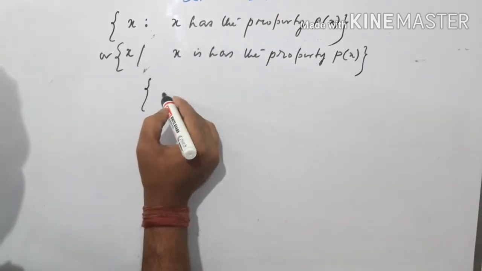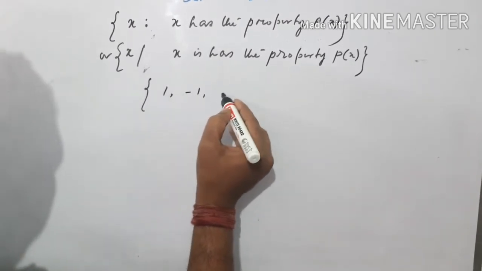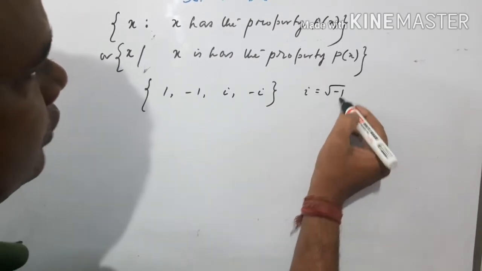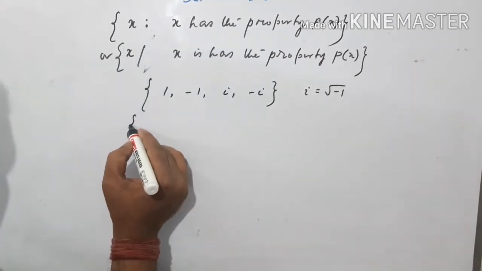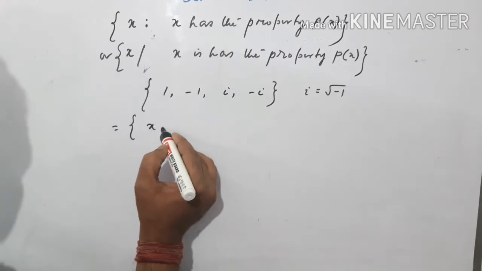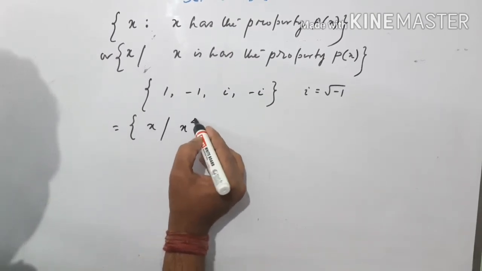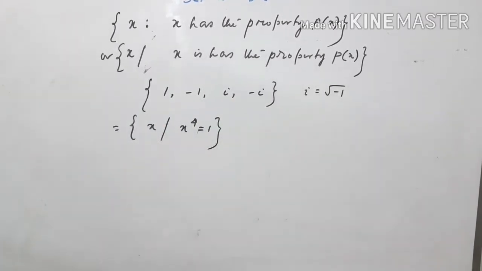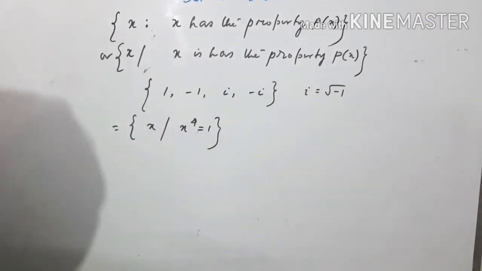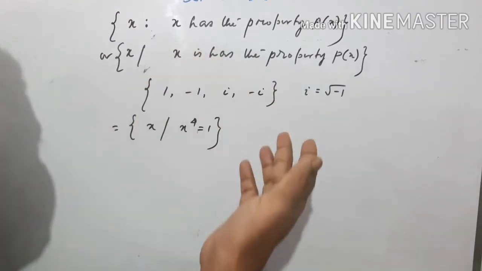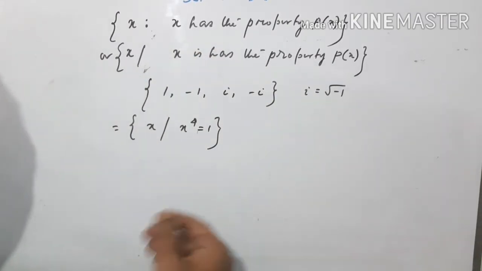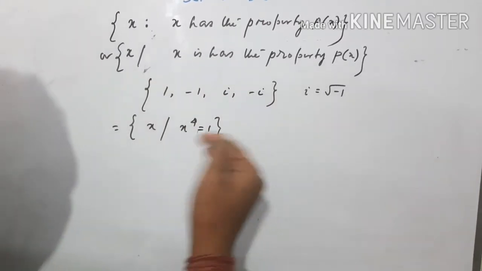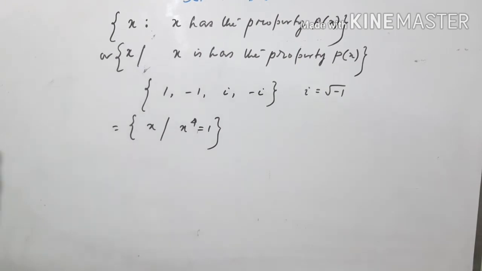Let us consider the set 1, -1, I and -I, where I equals root of -1. So here we can say that this set is equal to X such that X to the power 4 equals 1. And you can see that each of the numbers 1 to the power 4, -1 to the power 4, I to the power 4, even -I to the power 4, all give you 1. So they are actually the roots of the equation X to the power 4 equals 1.